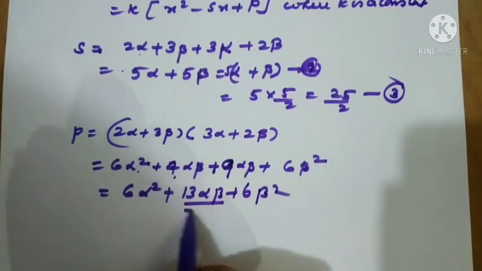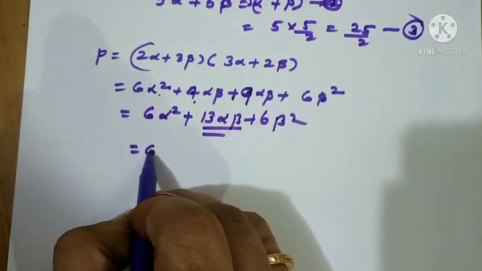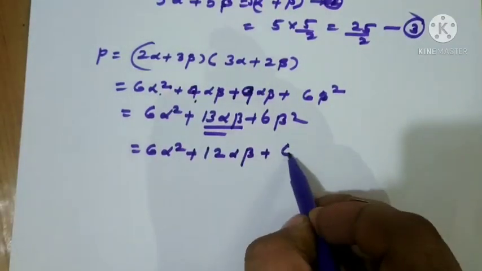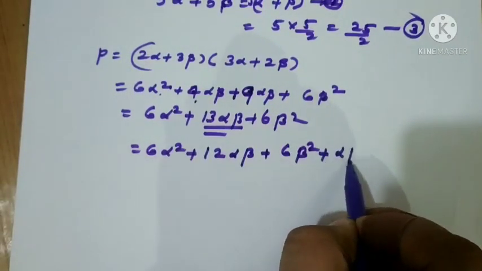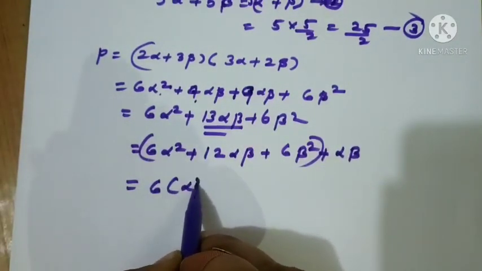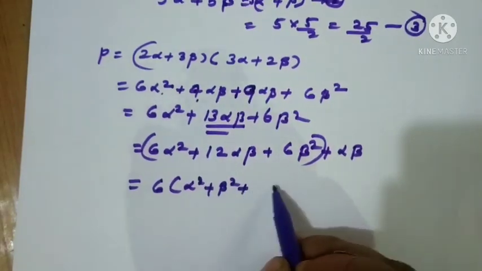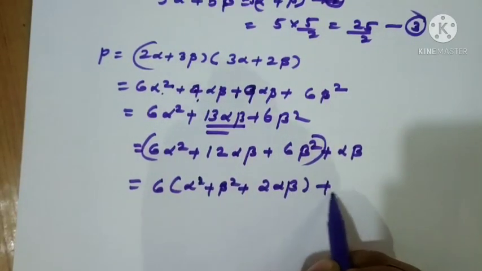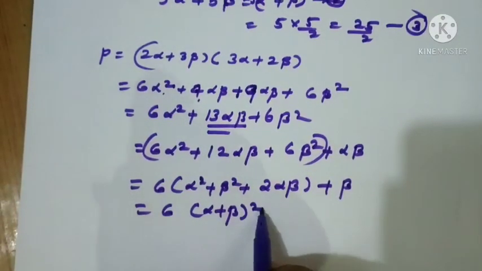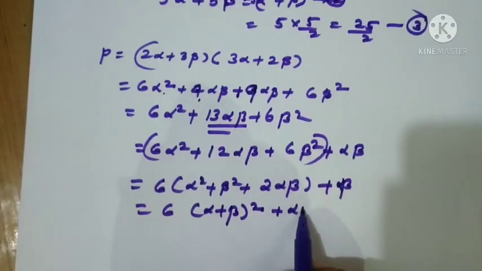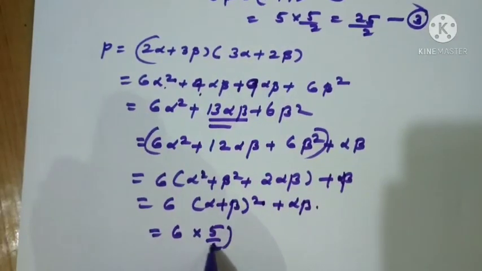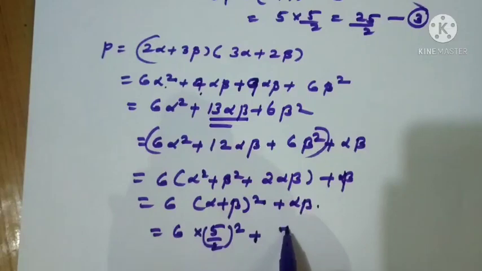So I am changing this 13 alpha beta as 12 alpha beta plus alpha beta. So this can be taken as 6 outside: alpha square plus beta square plus 2 alpha beta. So 6 into alpha plus beta whole square plus alpha beta. So 6 into alpha plus beta, which is 5 by 2, whole square plus alpha beta, which is 7 by 2 only.